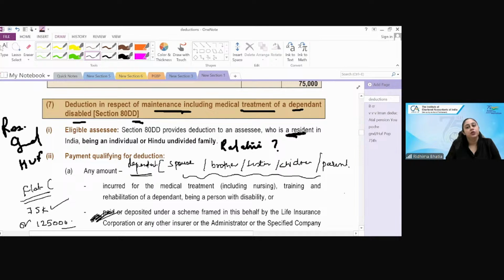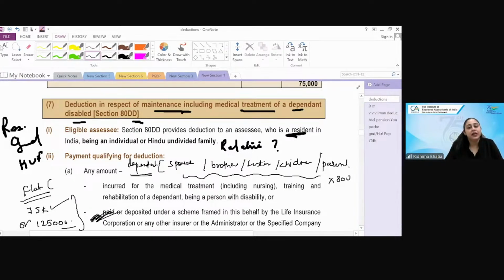Clear? Sure? But here there is one condition: if the assessee is claiming 75,000/125,000, then these dependent people should not claim ATU in their return, because the assessee is maintaining them, and for maintaining them he's getting 75,000/125,000, but then they would be claiming again 75,000/125,000 in ATU. That would be wrong. So that's why I told you ATU first.